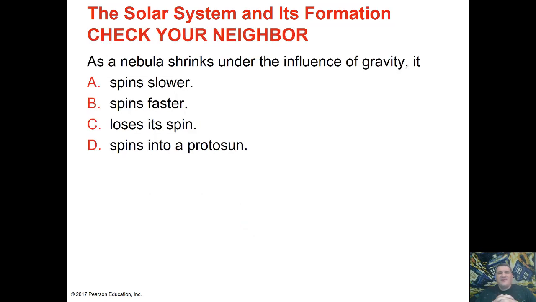Here is our first question for today. As a nebula shrinks under the influence of gravity, it A. spins slower, B. spins faster, C. loses its spin, or D. spins into a protosun. Go ahead and think about it and we'll discuss in just a bit.